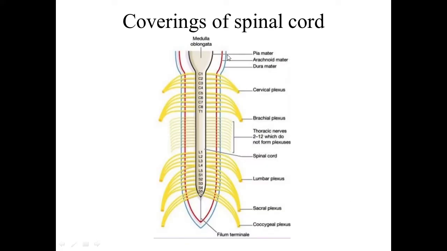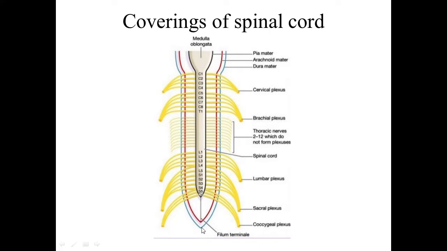Now the outermost is the dura mater. This is only the meningeal layer of the dura mater in the spinal cord, and it extends from the foramen magnum up to the lower border of the second sacral vertebra.